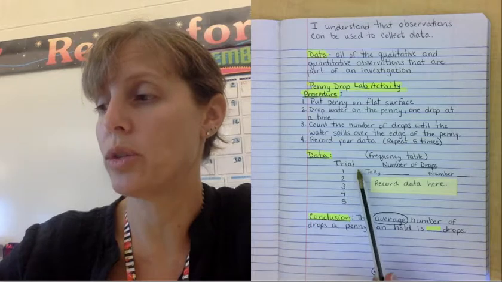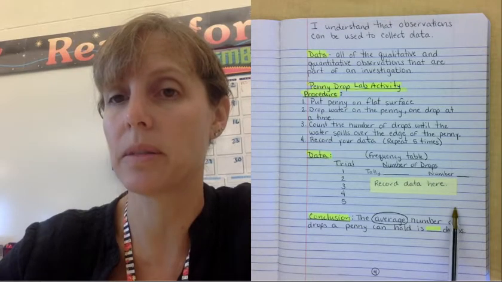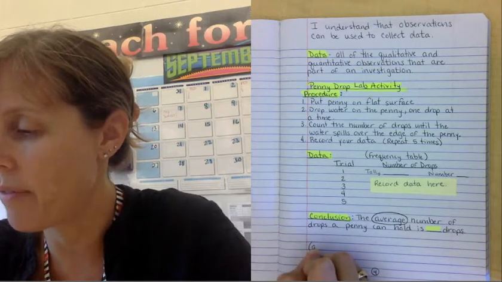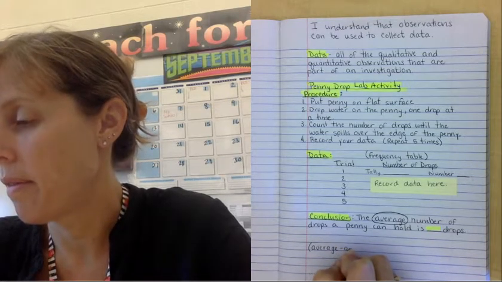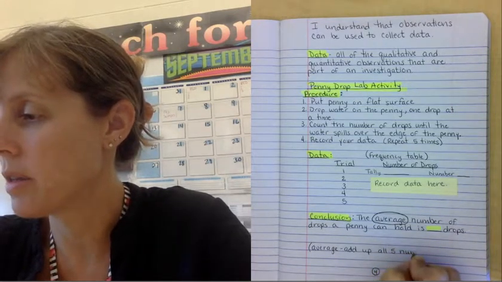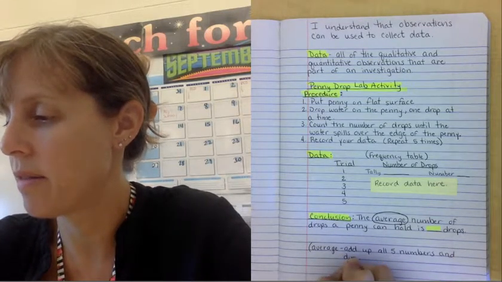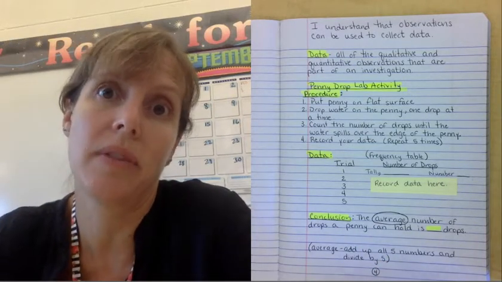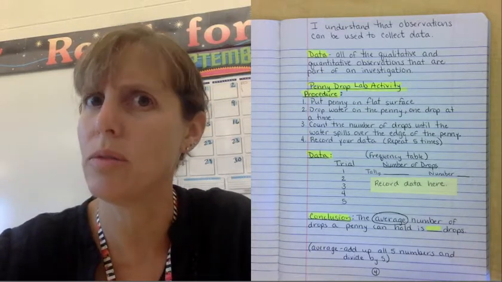So what you have to do, because you have 5 trials, is add up all 5 numbers, and then divide by 5. So today for the average, you add up all 5 numbers and divide by 5. Now if you had 3 numbers, you divide by 3. If you had 2 numbers, you divide by 2. If you have 10 numbers, you divide by 10 to find the average. I'm assuming that you know this already.